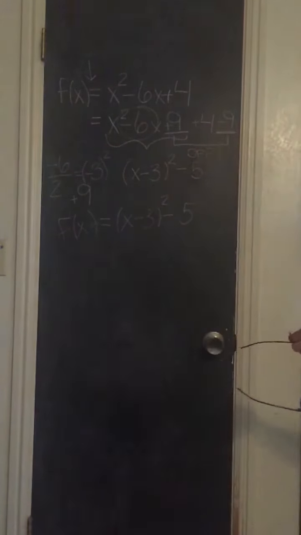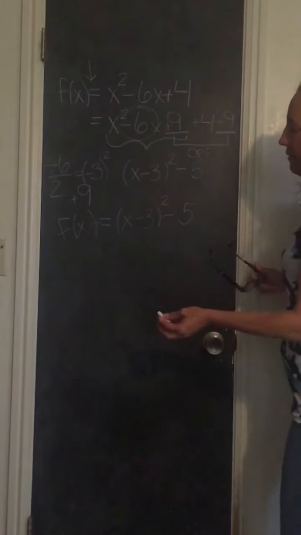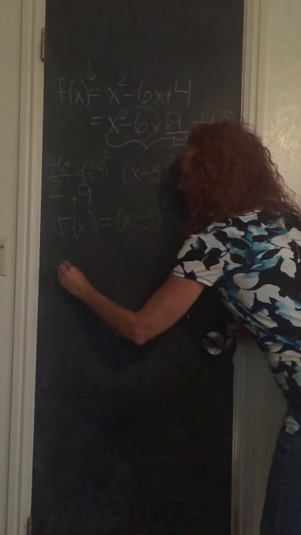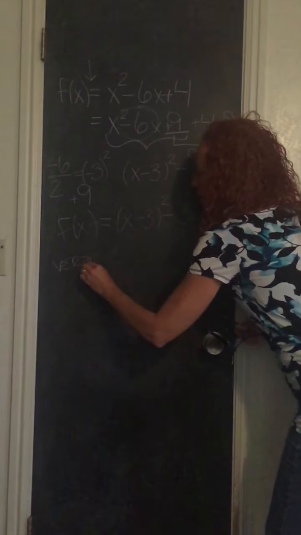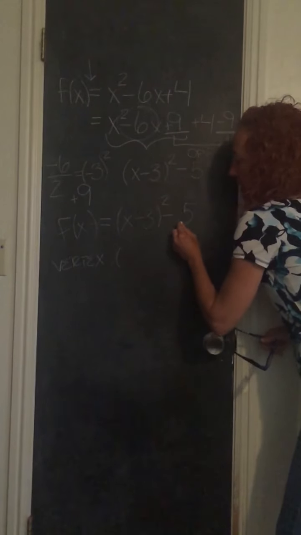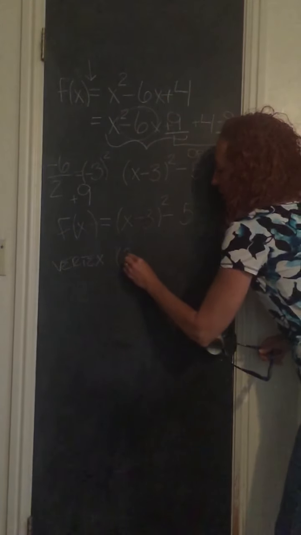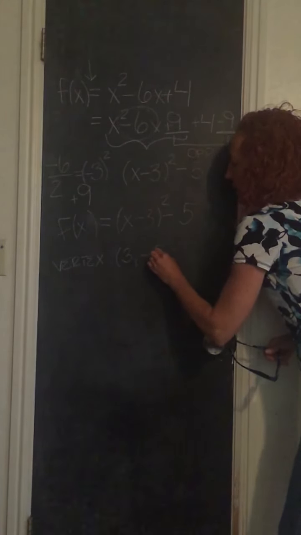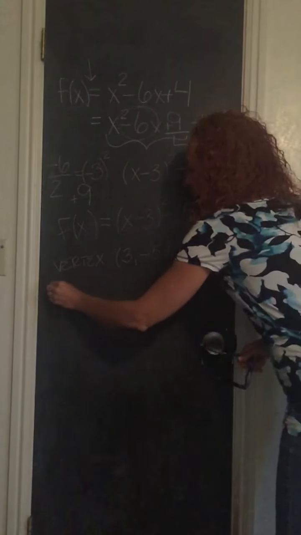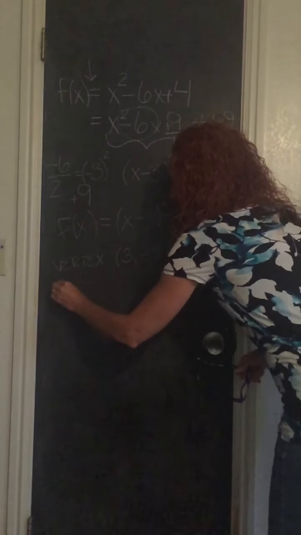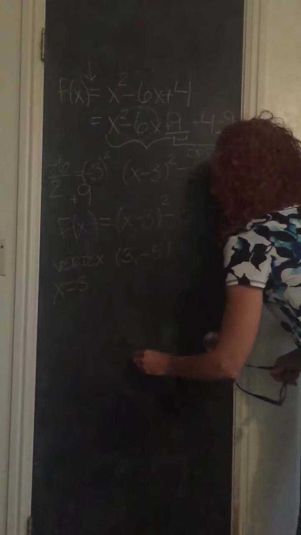Let's go through graphing this one. We might not graph all of them, but just to review 11.6, my vertex would be at the opposite sign, so this one's going to change to a positive 3, negative 5. My axis of symmetry is going to be x equals 3.